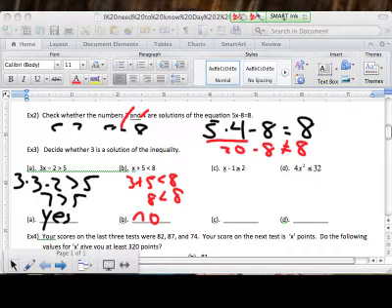Part C, again, 3. So 3 minus 1 greater than or equal to 2. That's 2 greater than or equal to 2. That is true. Okay, 2 is greater than or equal to 2, so that's yes, it is a solution.